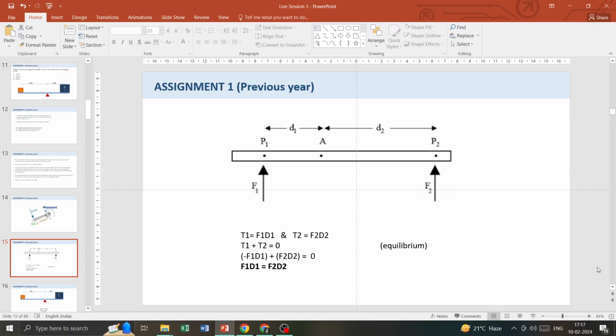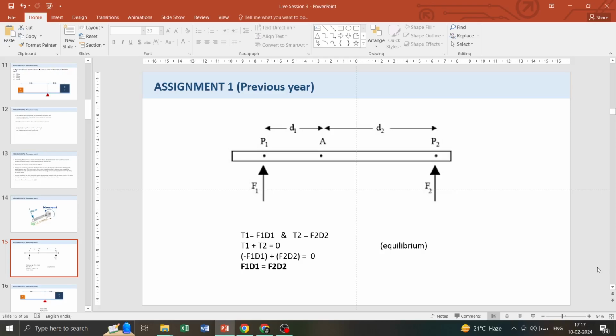So consider the pivot point to be A, and then at point P1 and point P2, forces F1 and F2 are generated. Point P1 is at a distance of D1 and point P2 is at a distance of D2. So the moment at point P1 will be F1 into D1, force into distance. And the moment at point P2 will be F2 into D2, force into distance. According to the equilibrium state, the net moment has to be 0. So T1 plus T2 should be equal to 0.